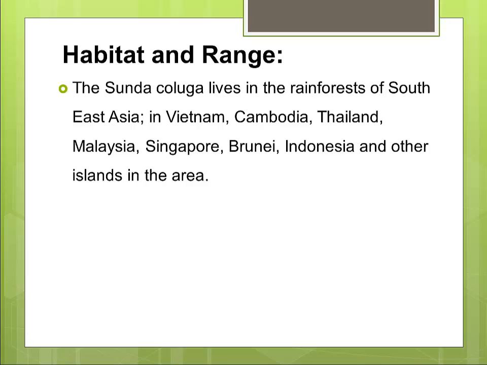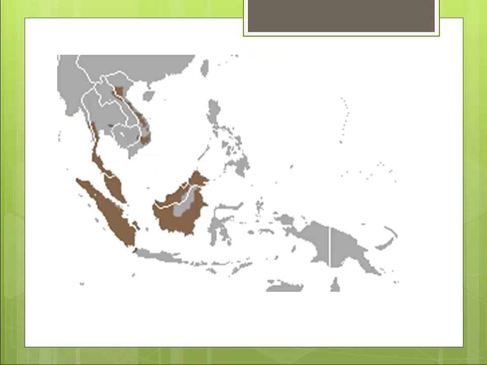Habitat and range: the Sundacaluga lives in the rainforests of Southeast Asia, Vietnam, Cambodia, Thailand, Malaysia, Singapore, Brunei, Indonesia, and other islands in the area. There's a map showing where in the world you can find this creature.